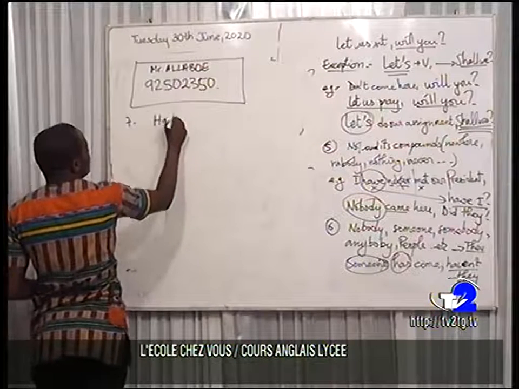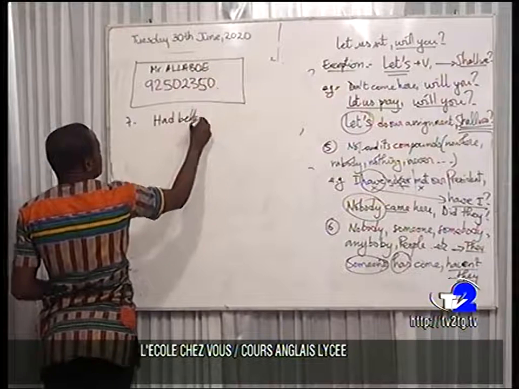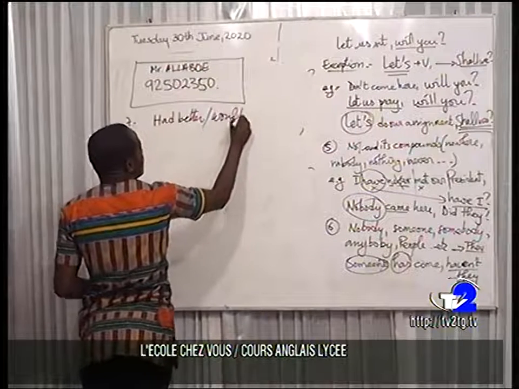How do we form the question tag with had better and would rather?